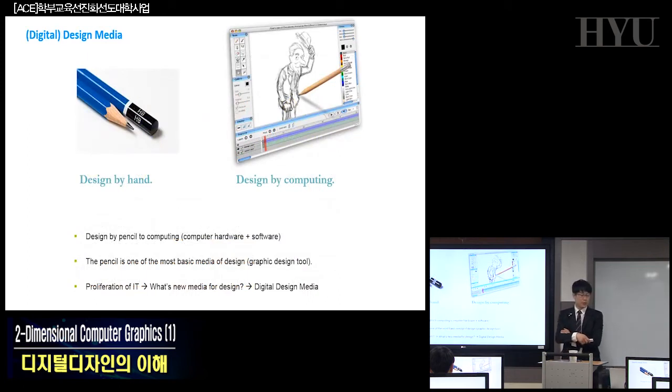When we are dealing with digital design media, for several thousands of years, we used pencils or some pencil-like objects. In other words, design by hand, by some human-made tools. But now we are using a very, very different human-made tool, computer, just kind of 30, 40 years, thanks to proliferation of IT, information technology. So this is new type of design media, so-called digital design media. As one of the digital design media, we're going to deal with a series of computer software in the class.